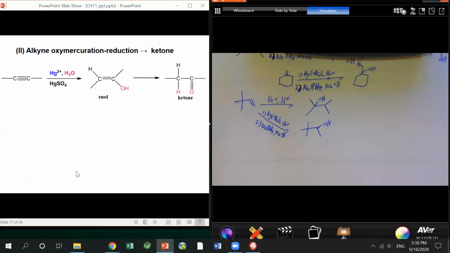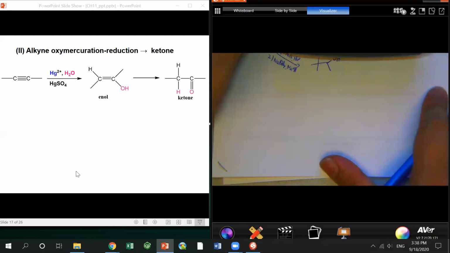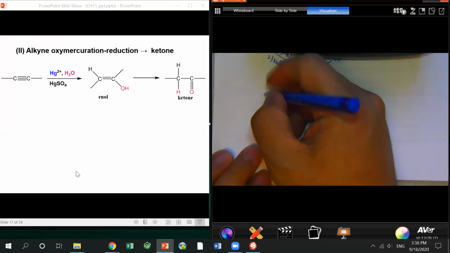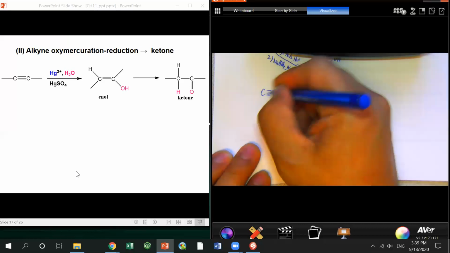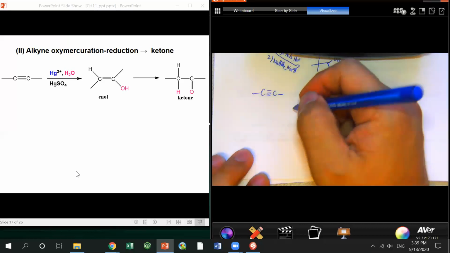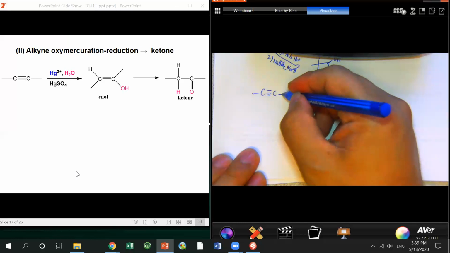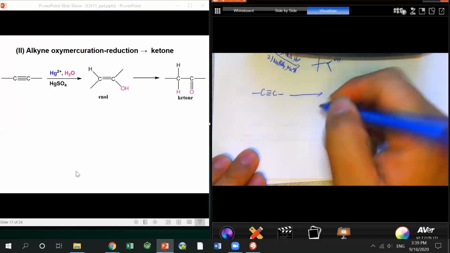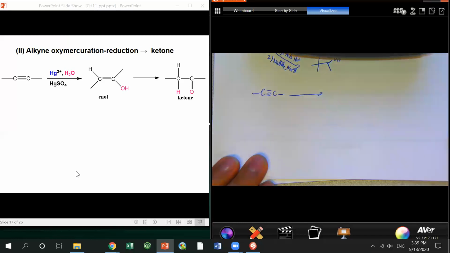All right, now we move to a little bit harder one. We can also do oxymercuration-reduction on alkynes. The general reaction is shown there. You have a C≡C triple bond, and for alkyne oxymercuration-reduction, the reaction conditions are a little bit different from alkenes.